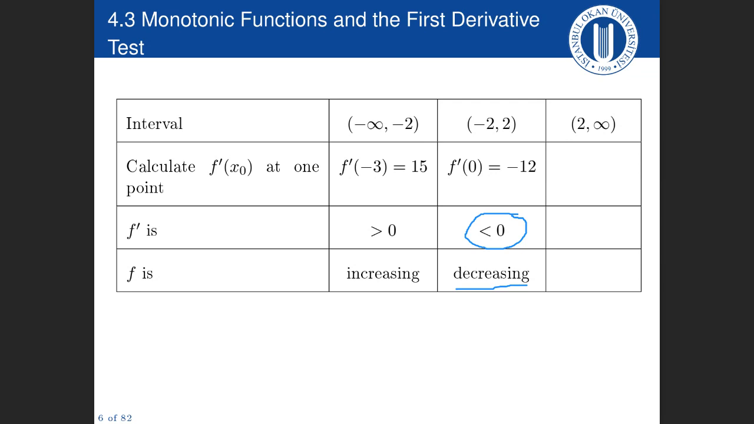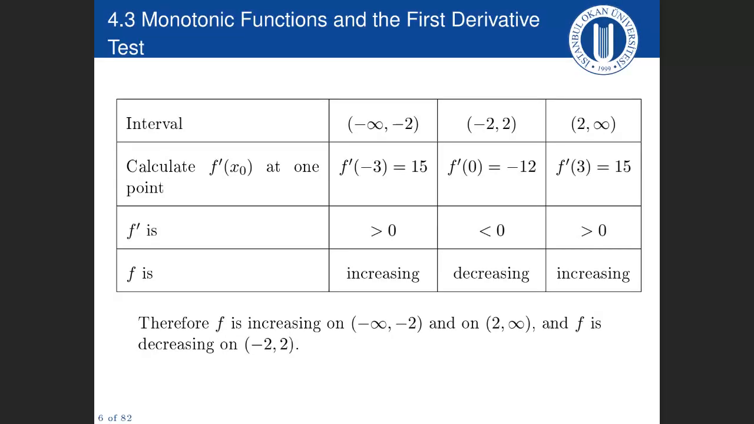And then finally, we're going to look between 2 and infinity. Calculate the derivative of f at one point, let's say calculated at 3, and we find a positive number. We don't need to know the exact number, we just need to know if this is positive or negative. Because there are no critical points between 2 and infinity, if the derivative is positive at one point, it must always be positive. So therefore, the function is increasing on this interval.